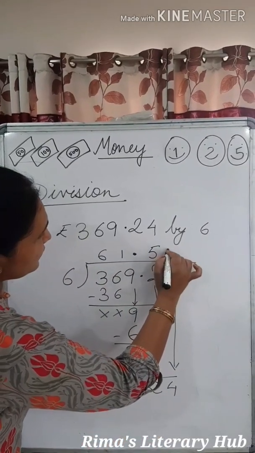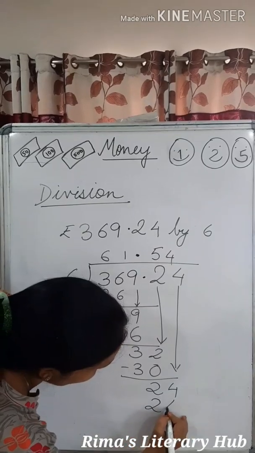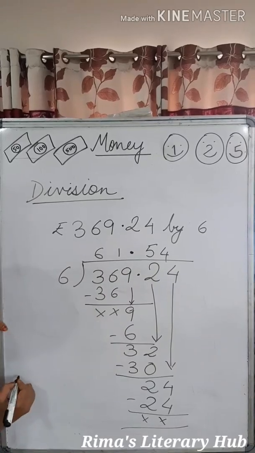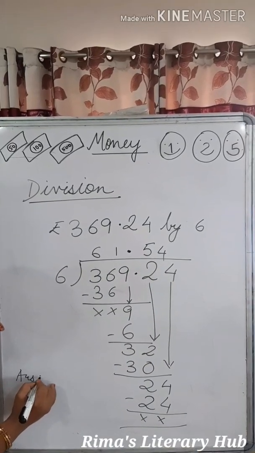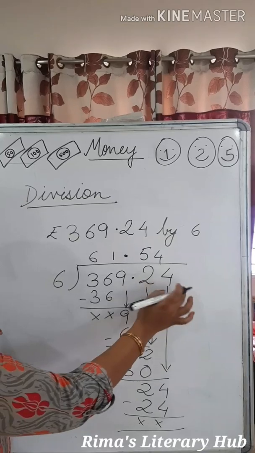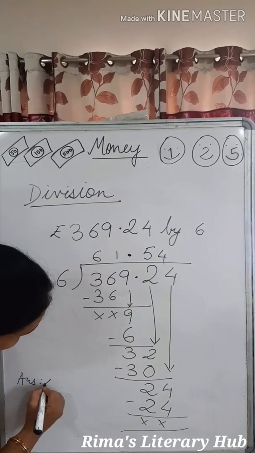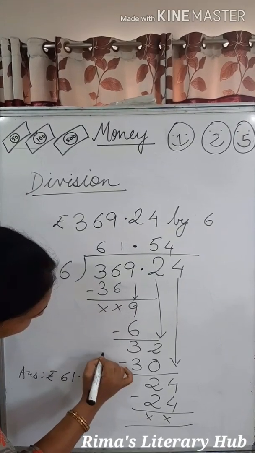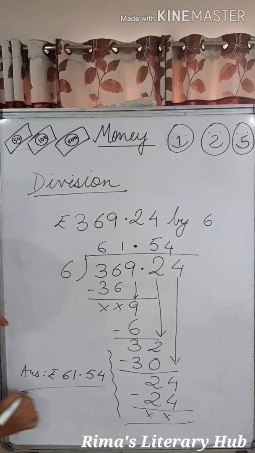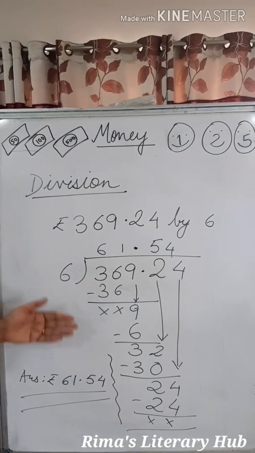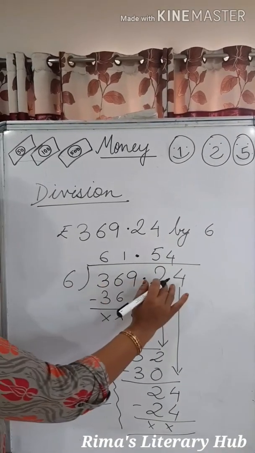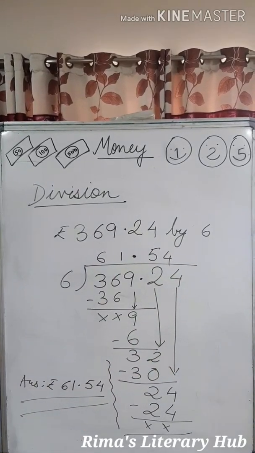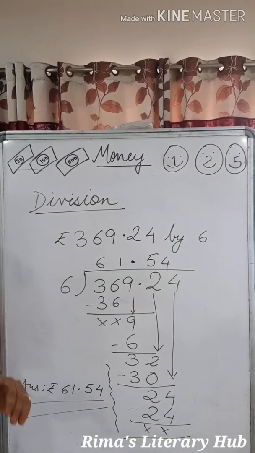Next, bring down 4. 6 4s are 24. So what is my answer? When I divide rupees 369 and 24 paise by 6, I get my answer as rupees 61 and 54 paise. This is your final answer. So the division is similar. Only remember, while dividing, when you come across the point, put the point and proceed as you do with the simple division. That's all for multiplication and division.